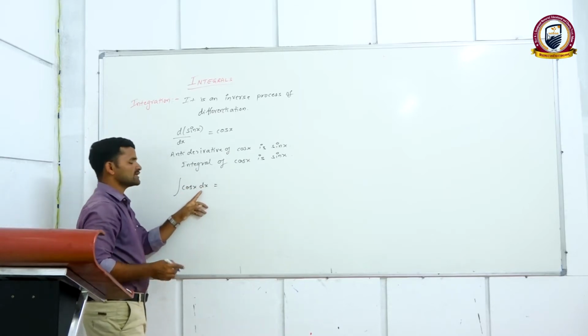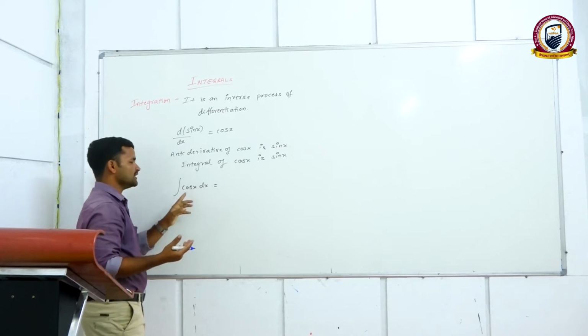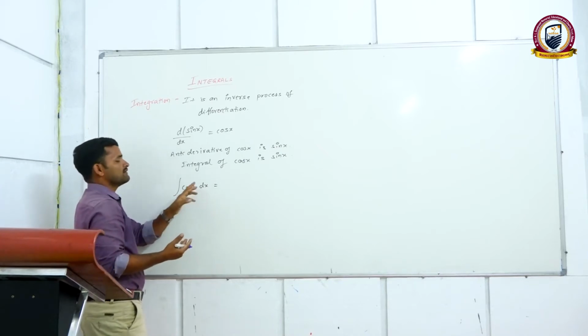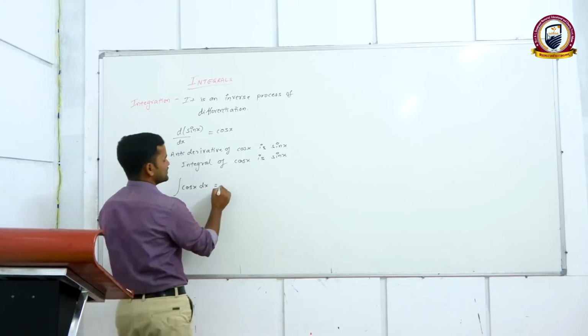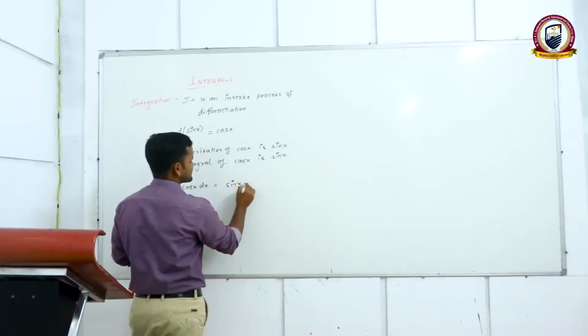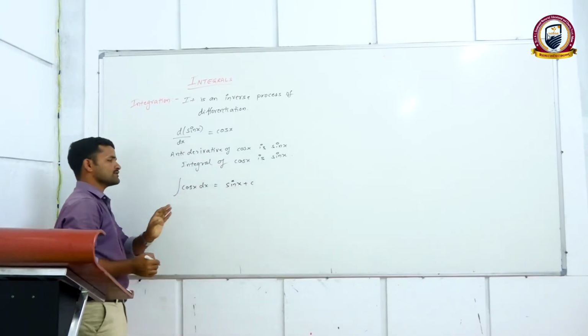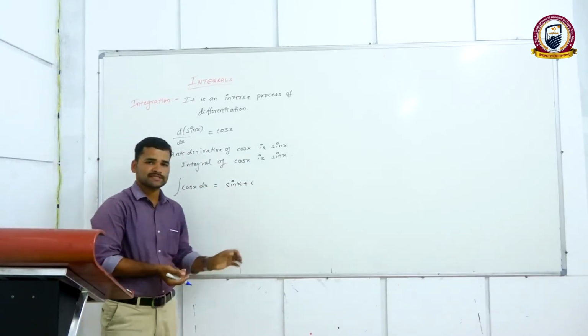You should not think of it as another function. It is just d into x. That's all. It says that we are integrating with respect to x. That is nothing but sin x plus c. Integration of cos x with respect to x is sin x plus c.